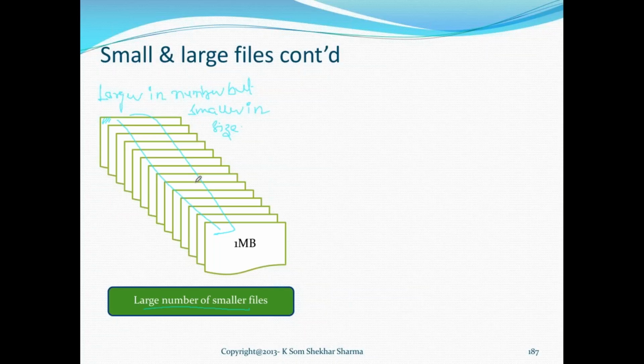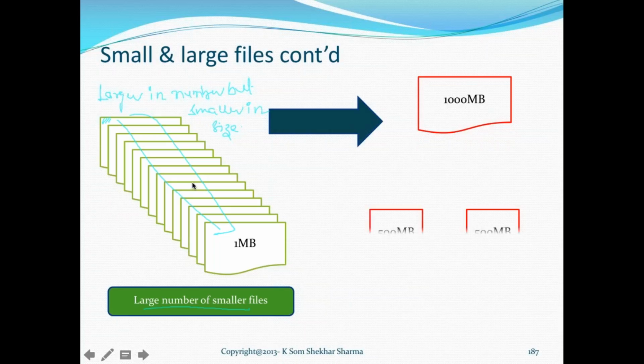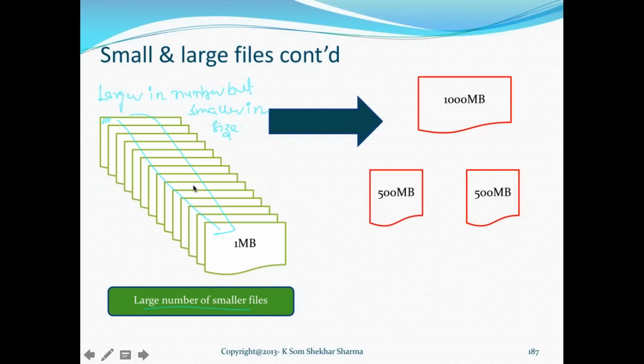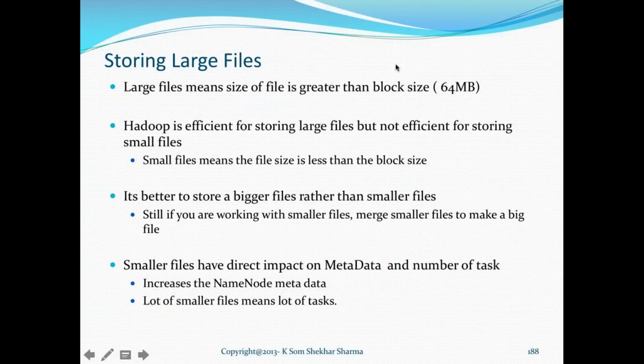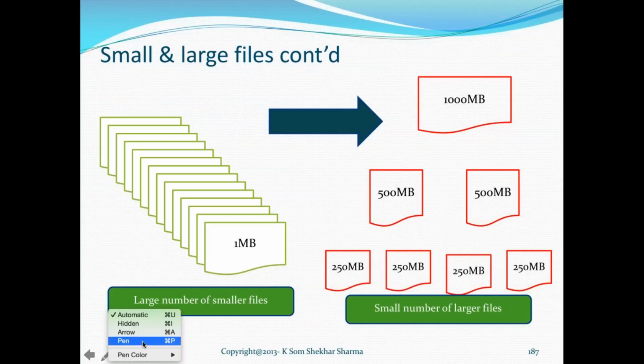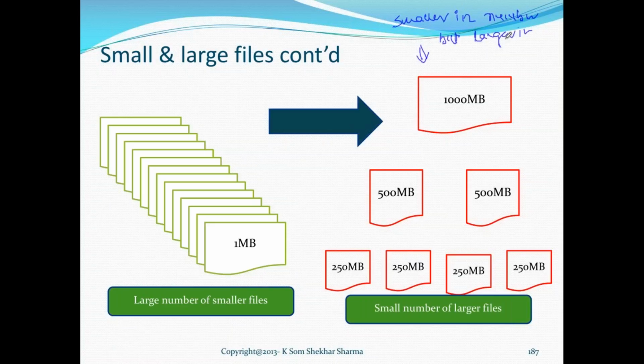If you want to store these many files, it's better to make one single file of 1,000 MB, or two files of 500 MB, or four files of 250 MB each. So these are a small number of larger files. This situation is smaller in number but larger in size.